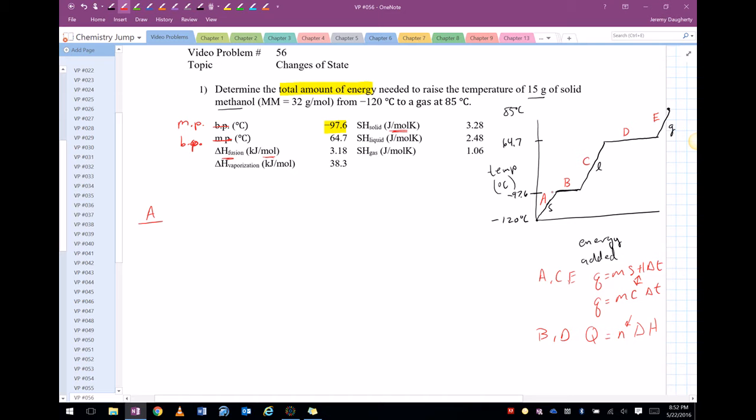So line A, the temperature is changing, so I am going to use Q equals m SH delta T. But I noticed something while I was underlining over here. This is the specific heat capacity of the solid, and line A is of the solid. So I'm going to use the specific heat capacity of the solid, and it's 3.28, but look at the units. The units are a little bit different than what we normally see. The units are joules per mole Kelvin. So I can't use 15 grams. That means I need to convert that.